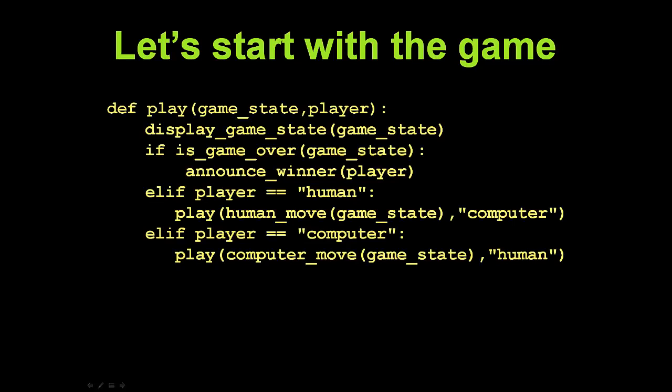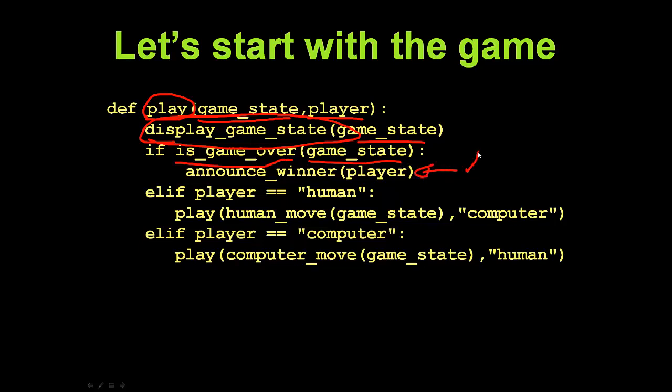Okay, so this is how we play the game. The play procedure takes in the game state and the player. The player can be either human or computer. Now you basically display the game state, and after you show the game state, there are a few things. You check whether the game is over. If the game state is a game-over state, then you announce the winner.